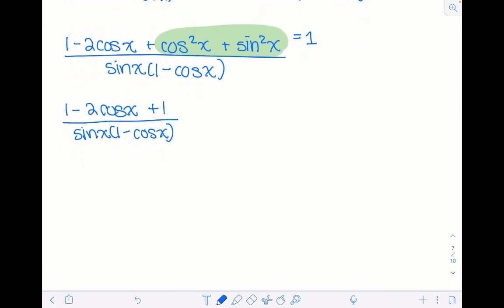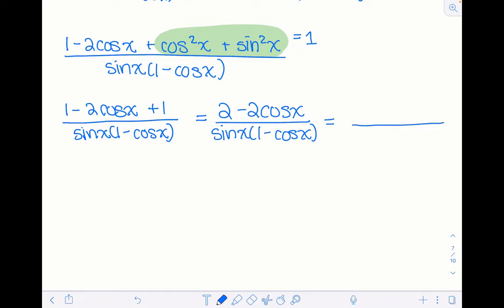And so here we can use algebra again because I have a 1 plus 1, so I can go ahead and combine those together. So that's 2 minus 2 cosine x over sine times 1 minus cosine x. Again, I can use algebra and I could factor out the numerator. So both terms have a 2 that I can factor out. So if I factor out the 2, what's left is 1 minus cosine x.